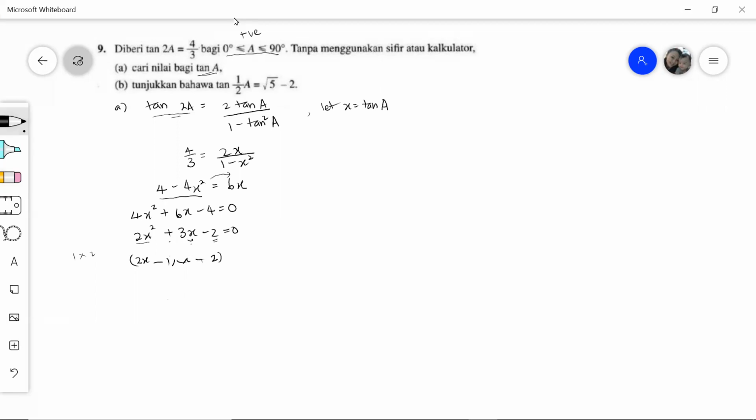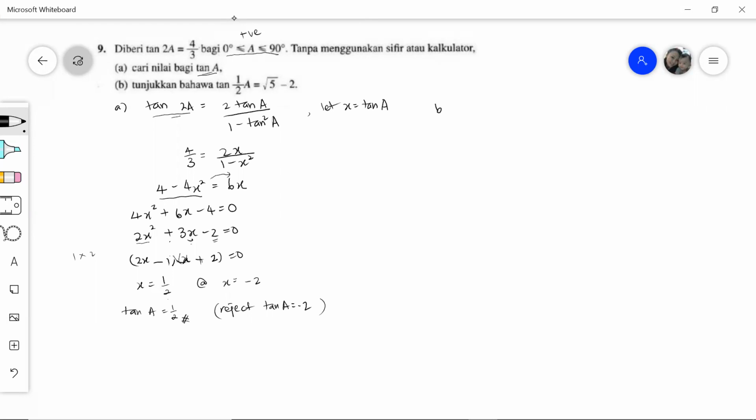Okay, so equals to 0. Therefore, x equals half, or x equals, sorry, this is positive, yeah? So x equals negative 2. And what is x? x is actually tangent A equals half. And we reject tangent A equals negative 2 because A is in the first quadrant. In the first quadrant, all trigo functions should be positive. So this is our answer for part A.